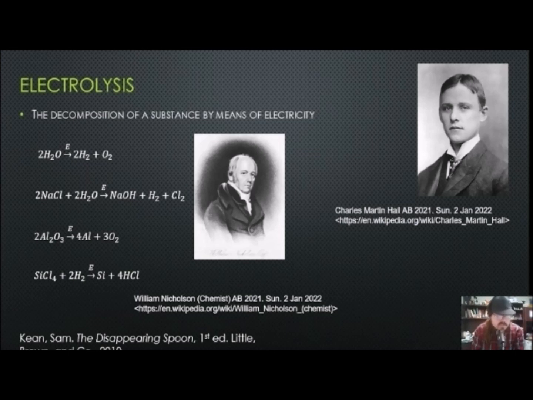Of course, in 1886, Charles Martin Hall found a way to make aluminum cheaply. He found that running a current from homemade batteries through aluminum oxide produced pure aluminum. He would later go on to form Alcoa. At the time of his death, he was worth something like $650 million, adjusted for inflation.